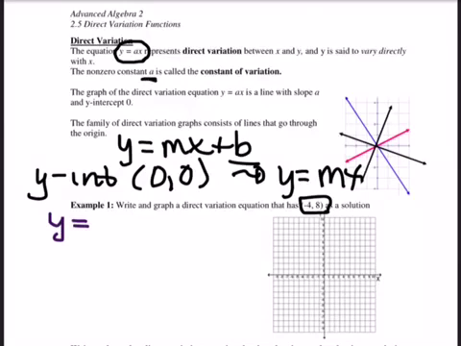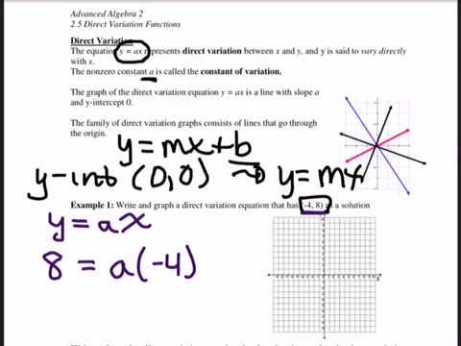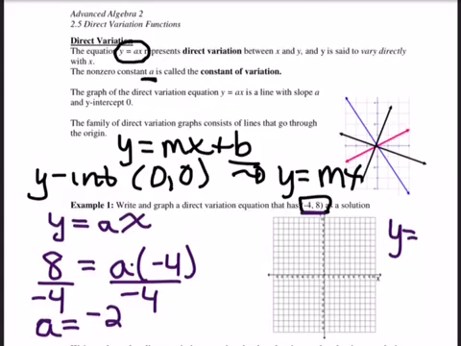So I know I want my equation to be y equals a times x. So I'm going to plug the point -4, 8 in for x and y and solve for a. My y value would be 8 and my x value is -4. So I have a times -4 equals 8. I'm going to divide both sides by -4, which gives me a equals -2. So the equation I'm going to graph is y equals -2x.